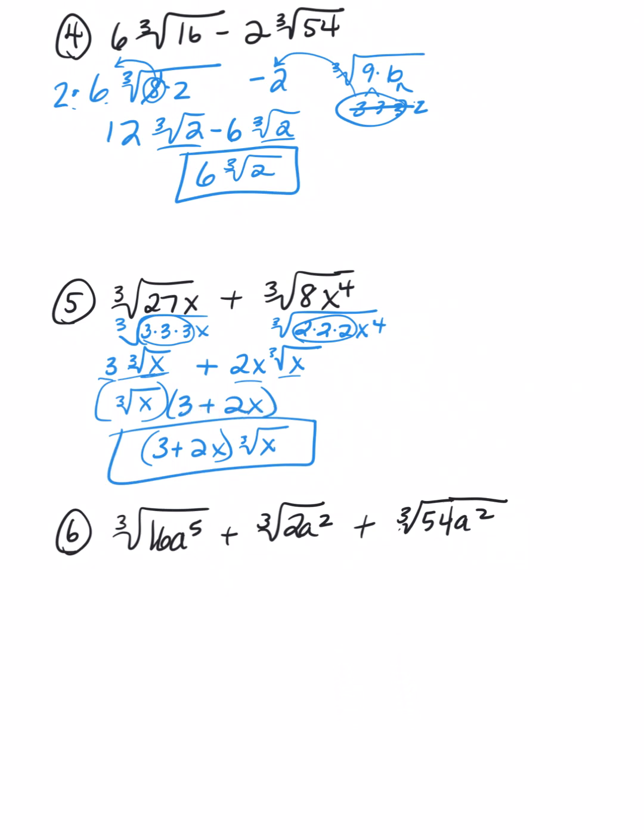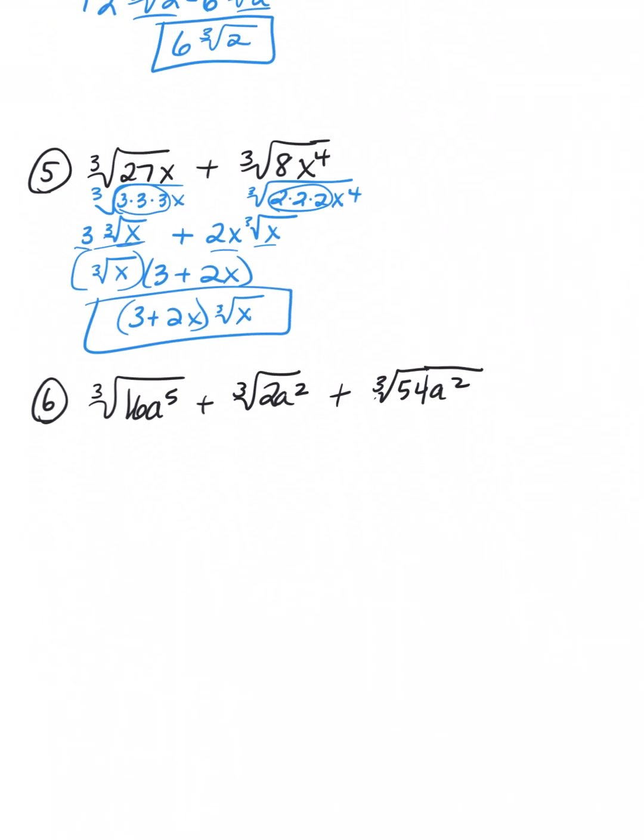Let's look at number 6. Cube roots. All right, if I clean up this cube root, 16 is 8 times 2. So that's 2 times 2 times 2 times 2. A to the 5th. All right, so I can take out 3. So there's 2 cube roots. Oops, I need to leave space for that a, right? There's 5 a's in here, so I can take 1 left, and I'll have 2 left underneath, and I have 2 underneath also.